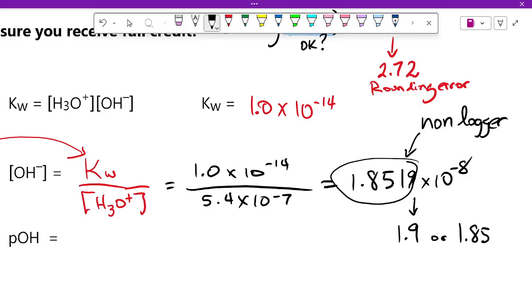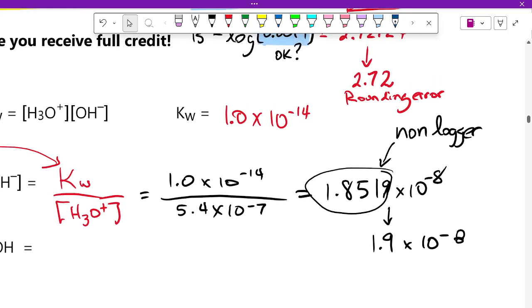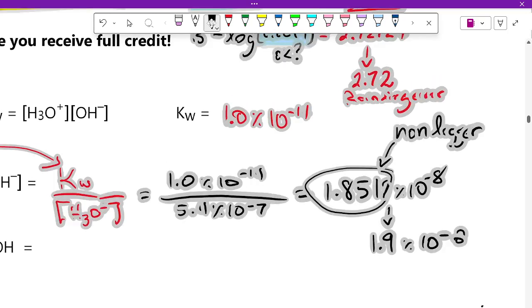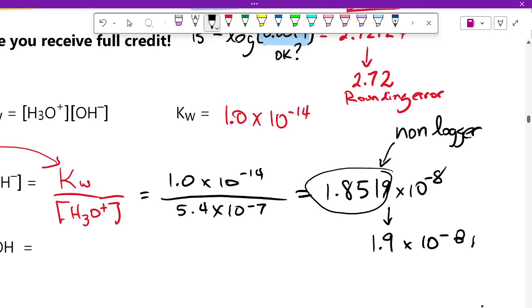It should be enough for the 1.9. Yeah, we don't need to round it up. Okay. And don't forget, what else did I forget here? Molar.